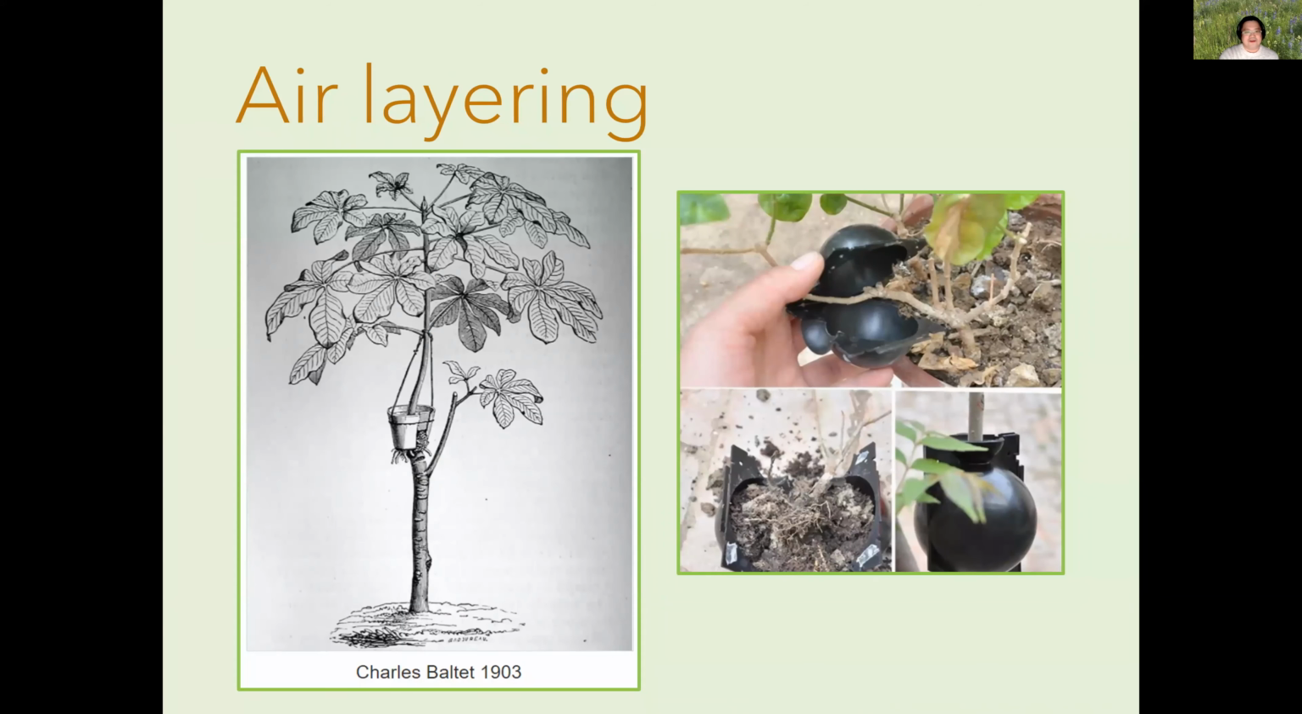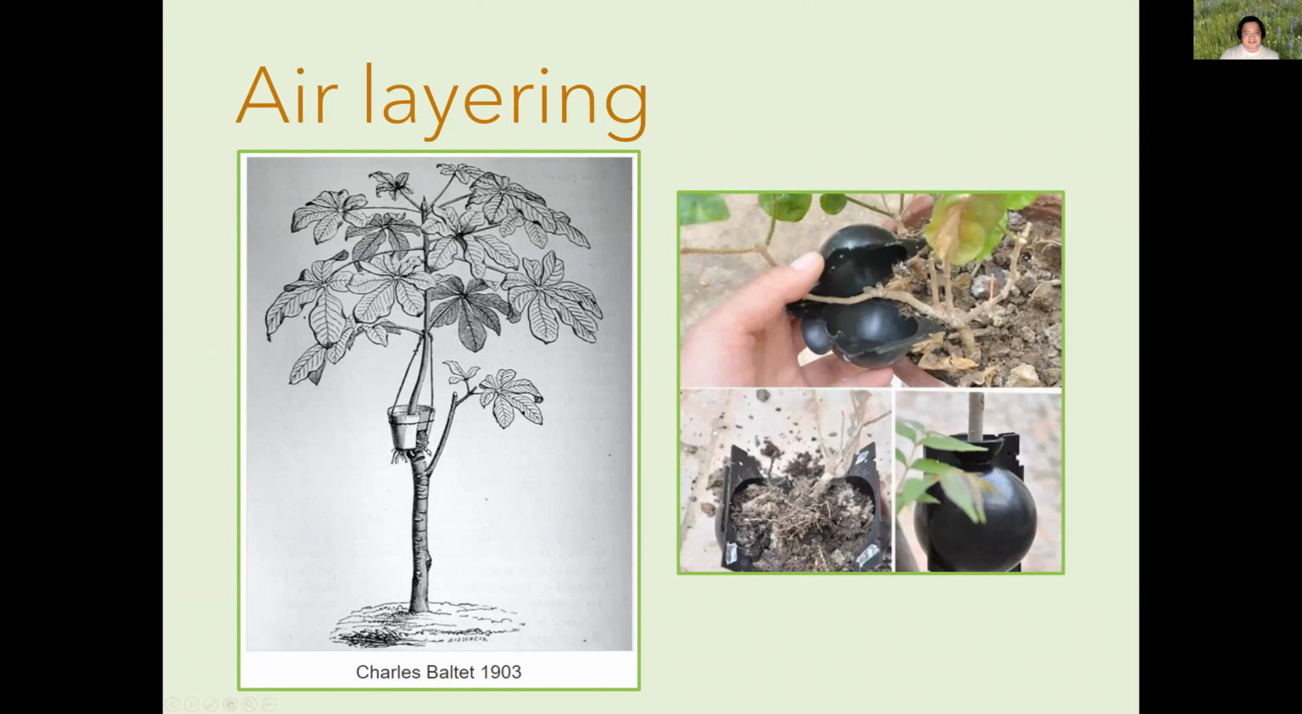But one of the more fascinating kinds of propagation is air layering. In air layering, we're doing something very similar to what we just saw with layering, but it's not at ground level. Rather, it is directly on a plant, like a chestnut or an apple tree or roses. The idea here is to get roots to form right above ground, right on the plant.